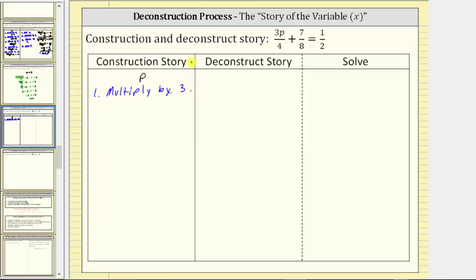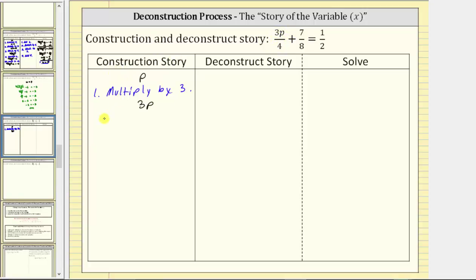If we multiply p by 3, it's really p times 3, but due to the commutative property of multiplication, p times 3 is equal to 3 times p, which gives us the expression 3p. And a fraction bar means division, so this is 3p divided by 4. The next step in the construction story is divide this product by 4, or just divide by 4. So if we divide 3p by 4, we now have the expression 3p divided by 4.